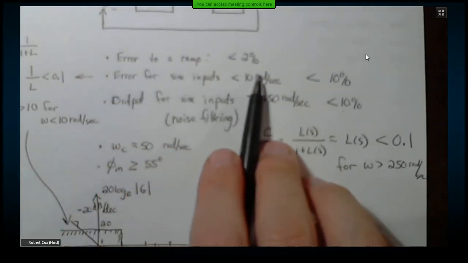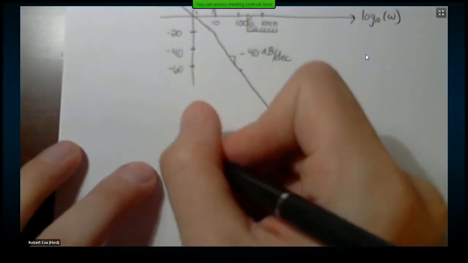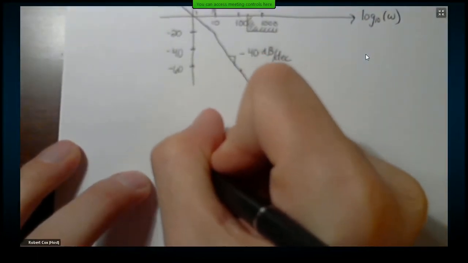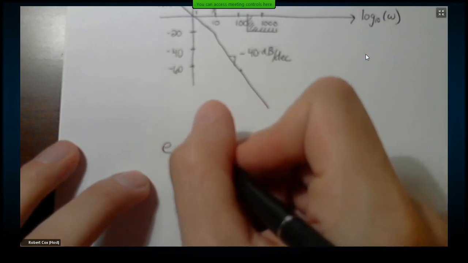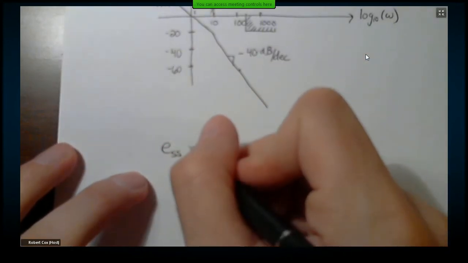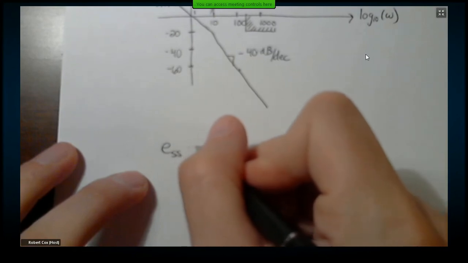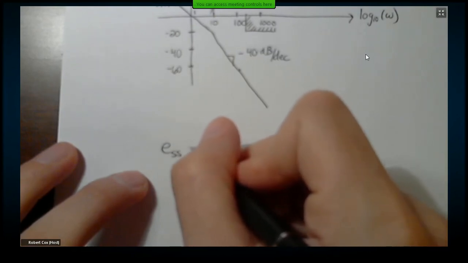Error in response to a ramp less than 2%. Well, let's think about that for a second. So if I'm talking about steady state error, I'm saying steady state error for a ramp needs to be less than 2%. All right, so that needs to be less than 2%.